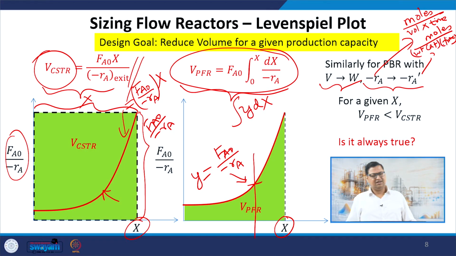And now it is very apparent from this plot that the PFR, that is the area under the curve, is going to require lesser volume than a CSTR for a given conversion. Is that always true? In general, it is true only when the rate is basically a positive order reaction, right. Let me demonstrate this point.